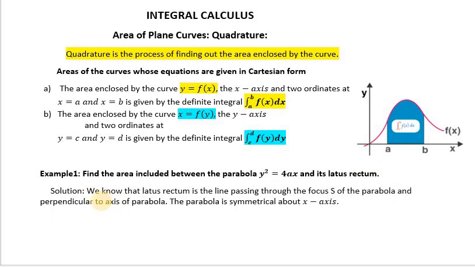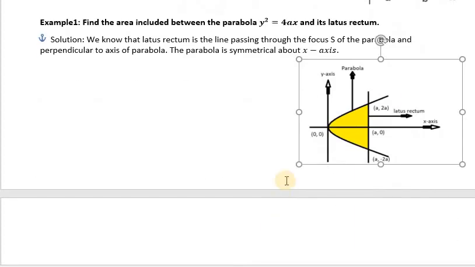Solution. We know that the latus rectum is the line passing through the focus S of the parabola and perpendicular to the axis of the parabola. The parabola is symmetrical about the x-axis. This line represents the parabola y square is equal to 4ax.